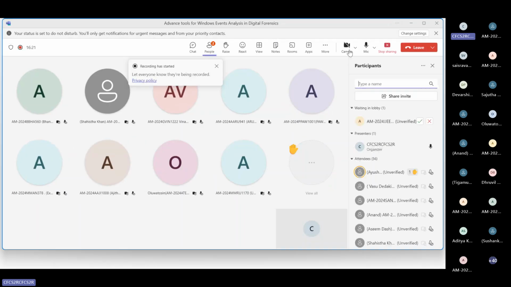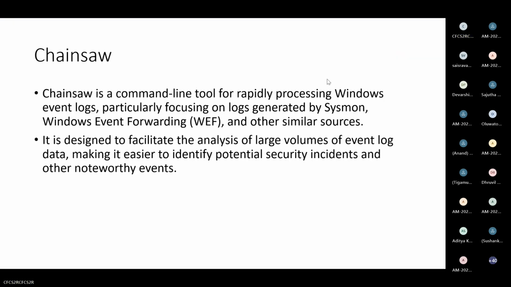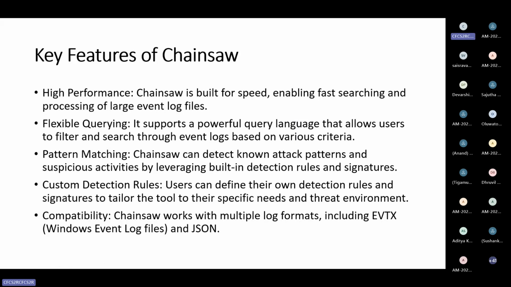Okay, so we will see how we are going to do that. If you go to your folder, the tools folder that we have shared with you, you will find a folder inside with the name Chainsaw. So let us see some key features of Chainsaw, and then we will see the working of Chainsaw. We will see a practical demo of how it is analyzing the Windows events.